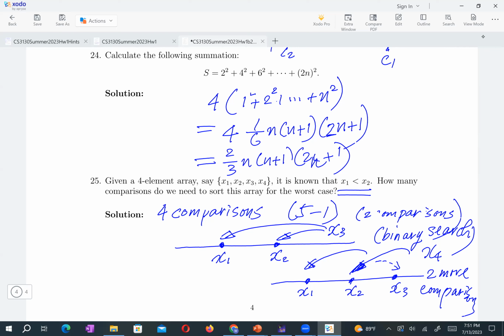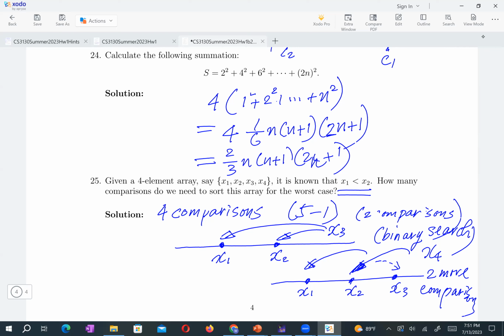For X4, use the binary search way. That could help you reduce one comparison. You do not need to compare all of them. You only need to compare two of the three. Yeah, two of three, not all of them.